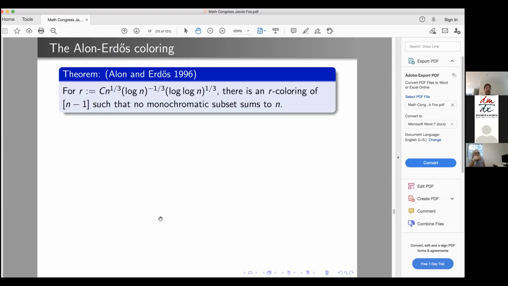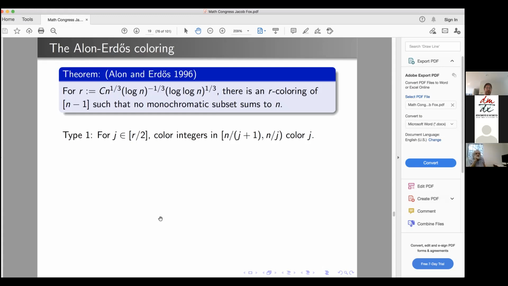And there's a rather involved coloring, the Alon Erdős coloring, that gives us the upper bound. So there are three types of colors they use. You color the interval from n over j plus 1 to n over j in color j, for j being 1 to r over 2. And this colors all the large elements, things bigger than 2n over r. You can color these with half the colors.